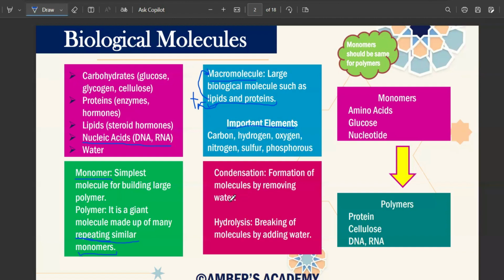Okay? Then this is an important process, condensation and hydrolysis. We'll see deeply how different biological molecules are condensed and how different biological molecules are hydrolyzed. So when we want to synthesize a molecule, we go through the process of condensation, where we have to remove the water molecule in order to construct some sort of biological molecule. And when we have to break some sort of biological molecule, we make it go under the process of hydrolysis. In hydrolysis, you have to add water in order to break a molecule, while in condensation, we remove a water in order to synthesize a biological molecule.